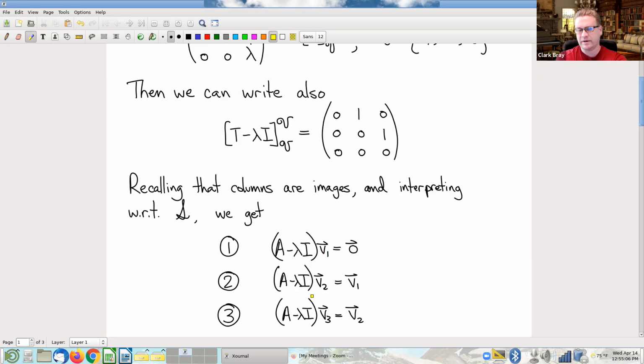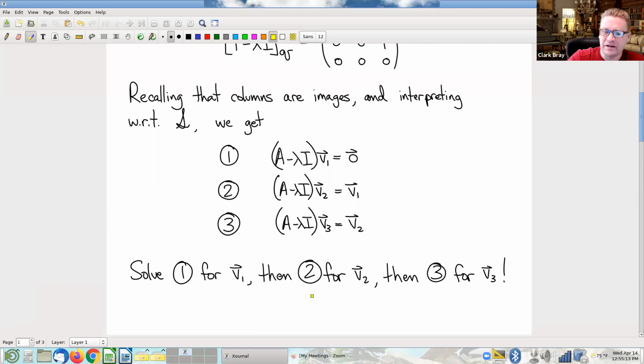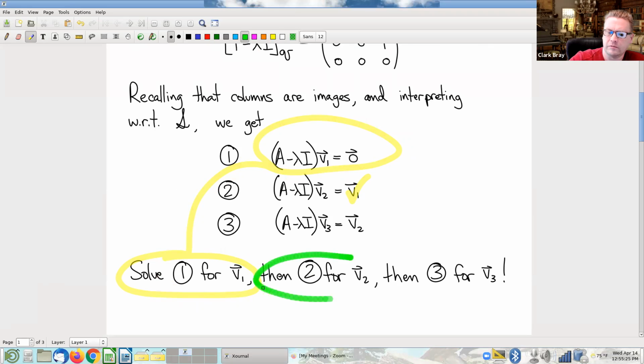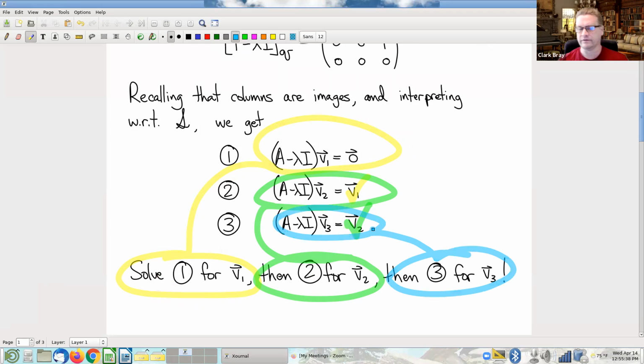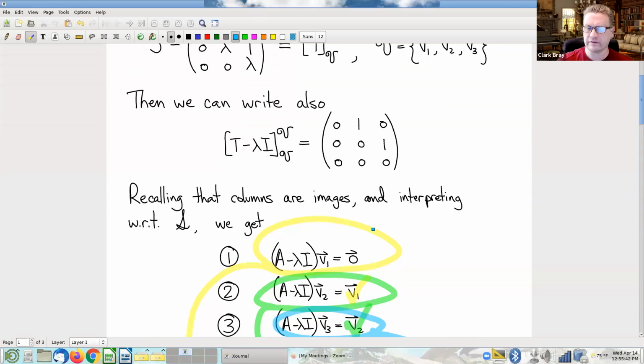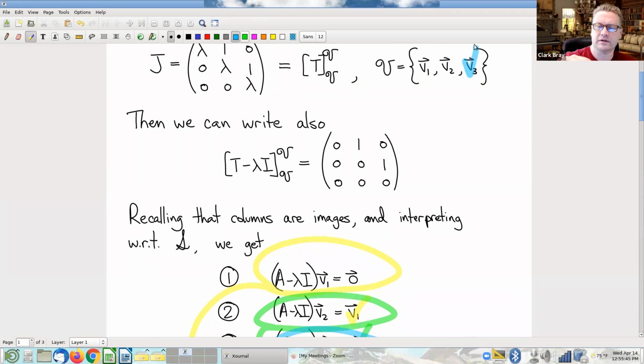Okay, so what does this tell us about how to find a Jordan basis? Well, in fact, this is how you find a Jordan basis. You can solve this for V1. And once you know V1, then you can solve that for V2. And once you know V2, then you can solve that for V3. And now you know V1, V2, V3, and of course, those are your Jordan basis vectors that we were interested in in the first place. Okay, so it's really not that big of a deal in this case.